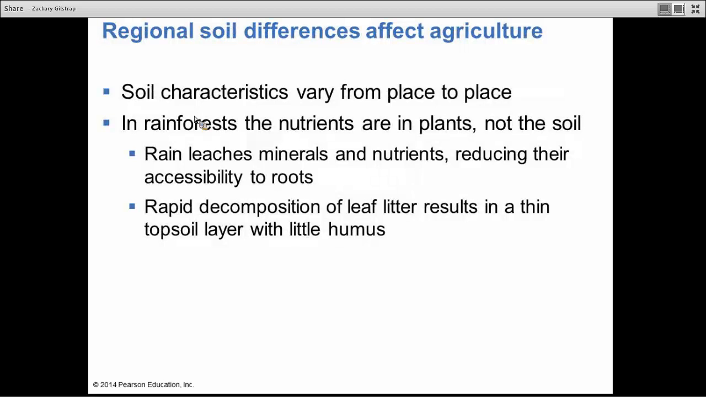Regional soil differences affect agriculture. So as I was saying, soil really differs amongst itself, and soil characteristics then also vary from place to place. In rainforests, the nutrients are in the plants, not the soil. Because it rains so often, the minerals leach rapidly and aren't very available for plants for uptake. However, rapid decomposition of leaf litter results in a thin top layer with little humus.